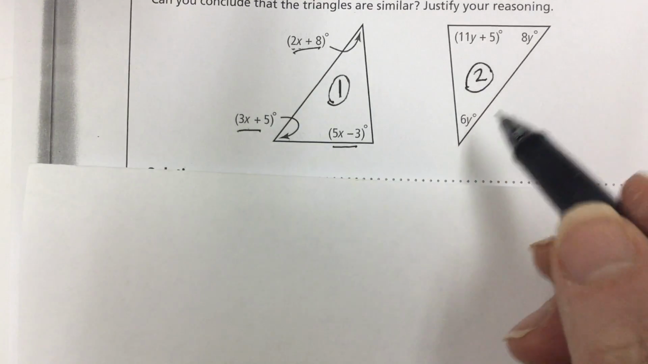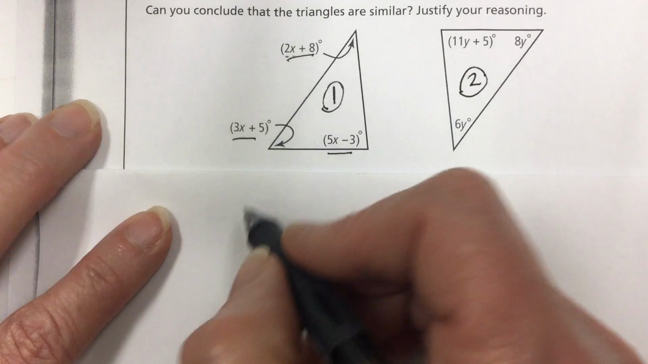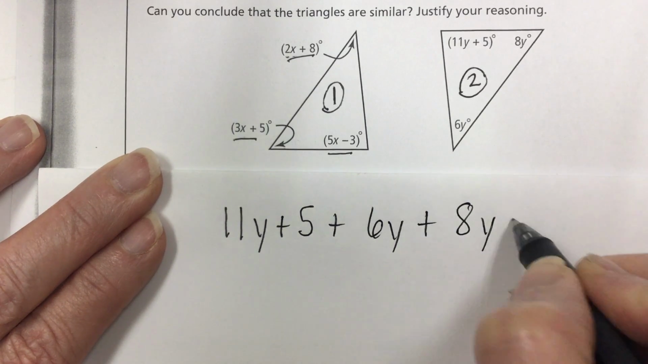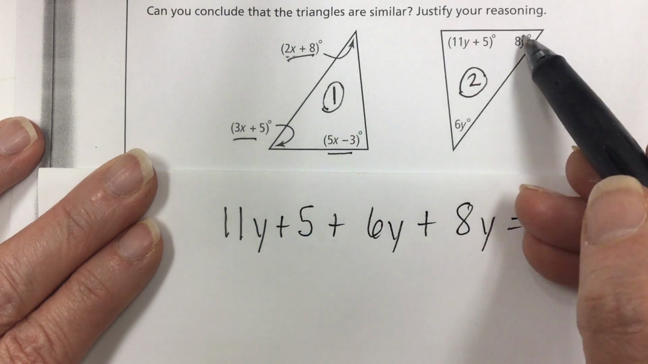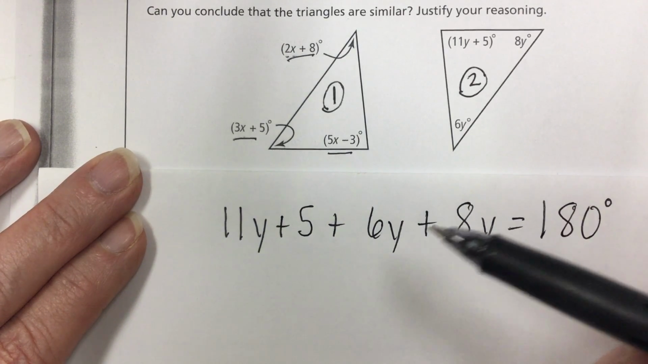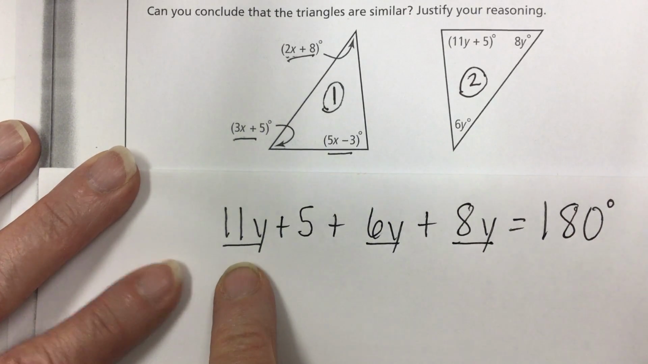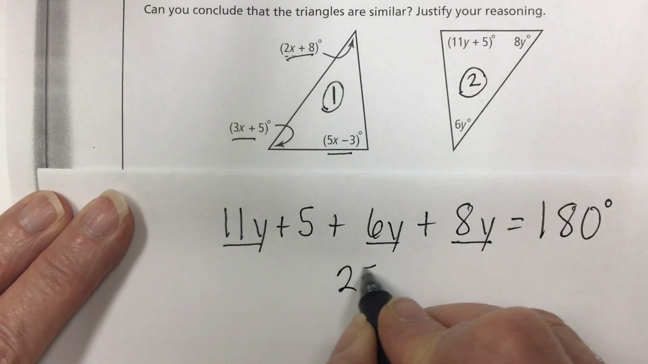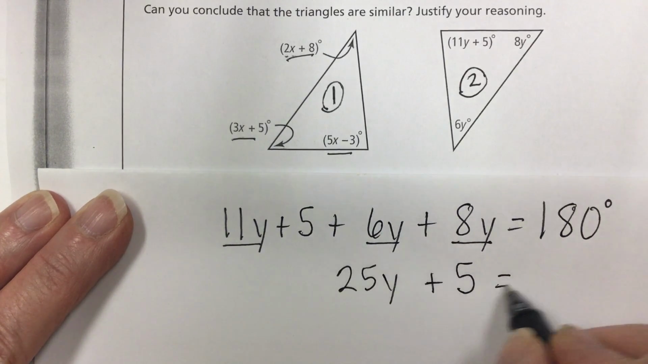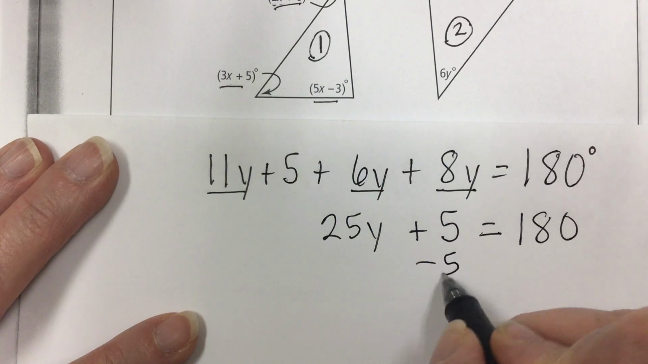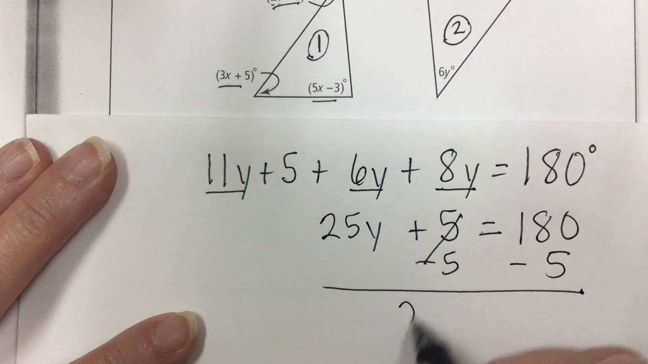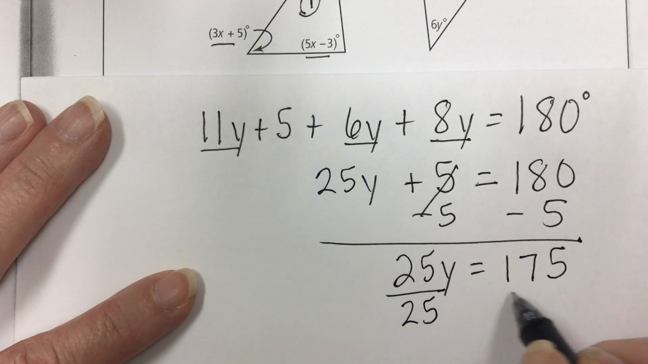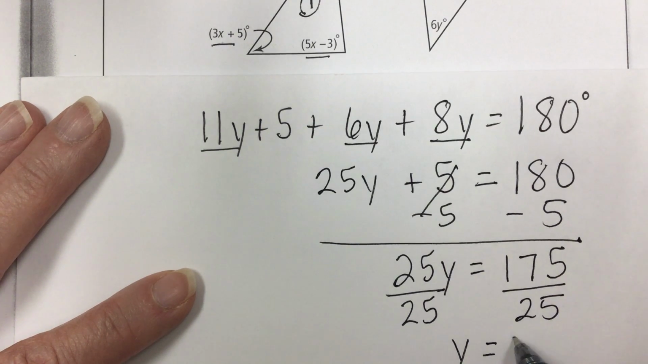This is triangle 2. Again, we were given all three angle measures in algebraic expressions. So I must add all three of these together and set them equal to 180. We know that all three angles inside the triangle add up to 180. So let's combine like terms. 11y plus 6y is 17y, plus 8y gives me 25y, plus my constant 5 equals 180. Subtracting 5 from both sides, I have 25y equals 175. Last, divide both sides by 25, and y equals 7.